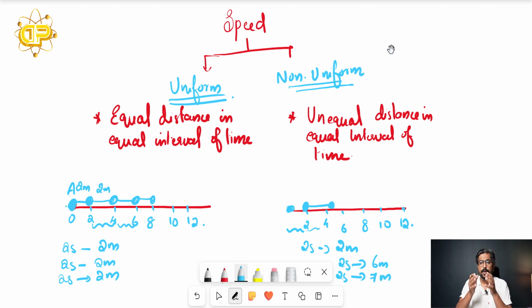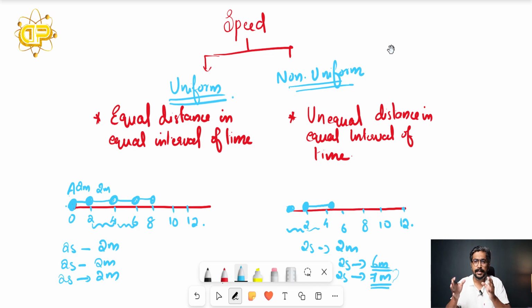Here all we can say, within that short span, in the first 2 seconds it has moved 2 meters, in the next 2 seconds it has moved 4 meters, so 2 plus 4, that is 6 meters. Then in the next 2 seconds it has covered only 1 more meter, that is 6 plus 1, that is 7.